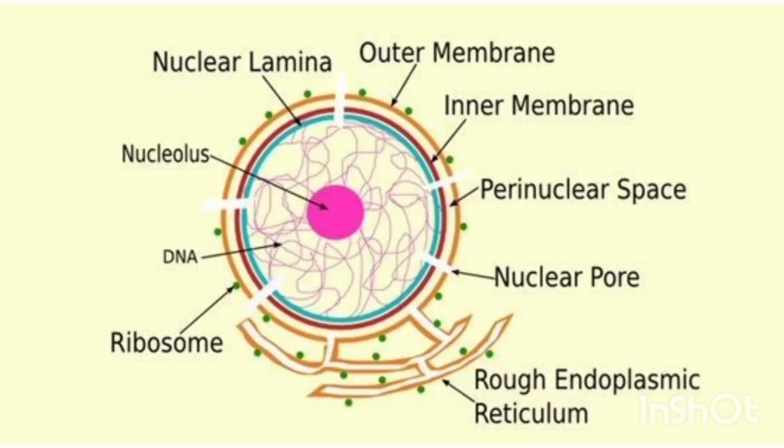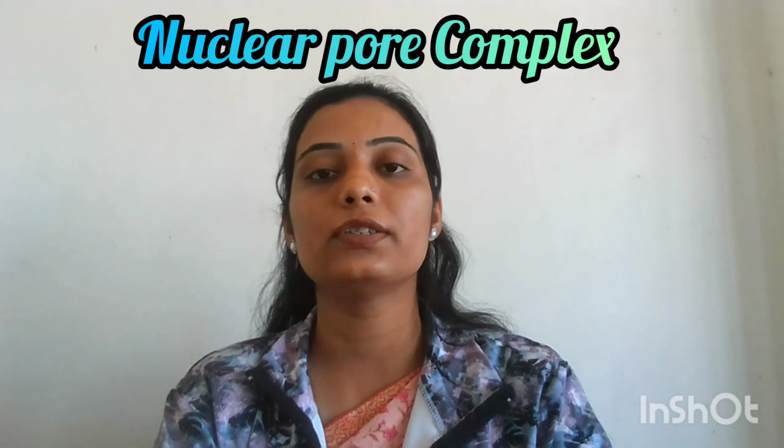The nuclear membranes are separated by the perinuclear space. The perinuclear space is filled with a fluid communicating with the endoplasmic reticulum. Second point is the nuclear pore complex. It is the main thing which we are discussing in the nucleus.